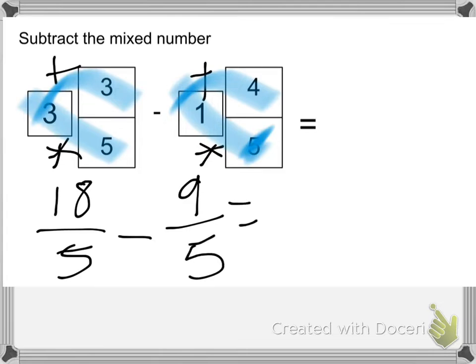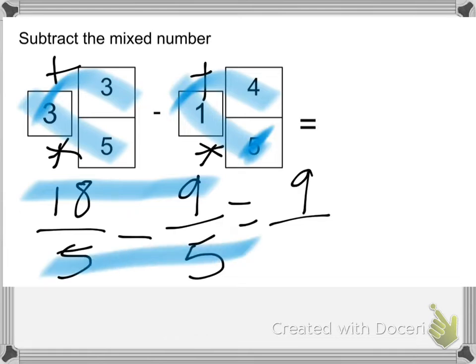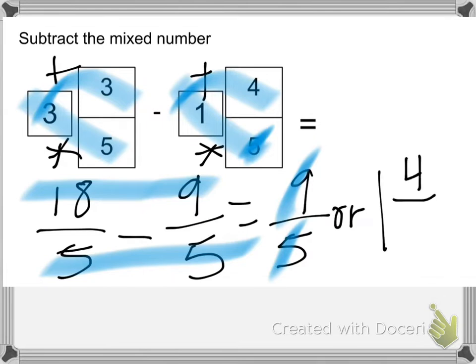Last thing I'm going to do is subtract 18 minus 9, which equals 9. Oops. Equals 9 over 5. You can leave it that way, or you can simplify it. So 5 can go into 9 one time. And there is 4 remaining. So 4 out of 5.